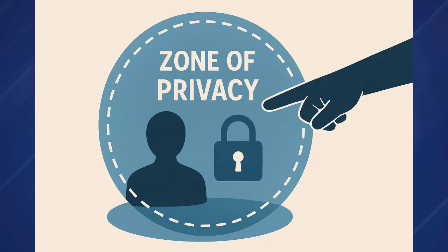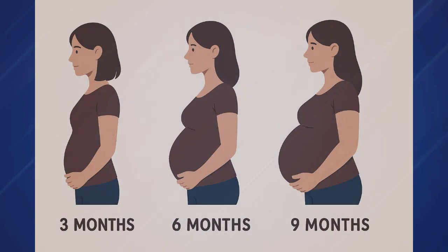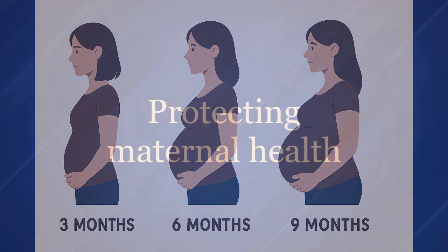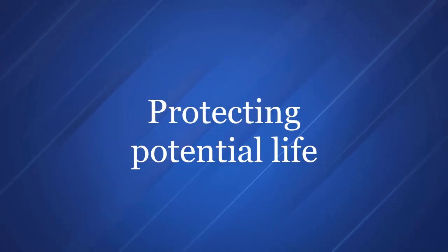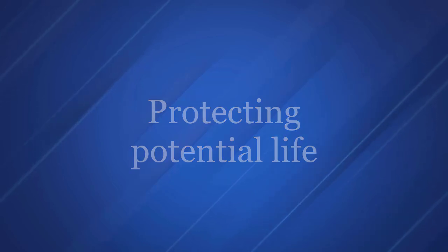It wasn't an absolute right, correct? There were limits based on the stage of pregnancy. Precisely. That's where the trimester framework came in. The court tried to balance the woman's right against the state's interests. Which interests? Two main ones: protecting the health of the pregnant woman and protecting the potential life of the fetus. Okay, so how did the framework break down?